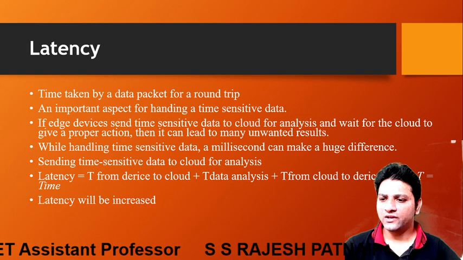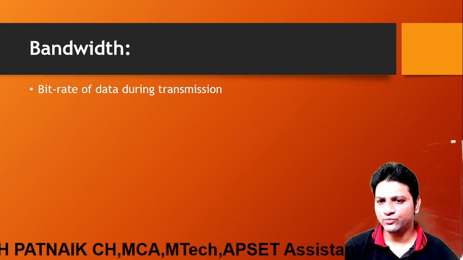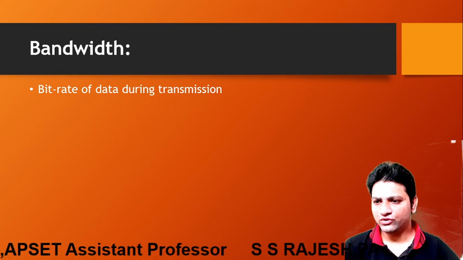Latency will increase if you use the cloud. If you use fog, the latency rate will be reduced. Next, bandwidth, the bitrate of data during transmission. In the network, when you make a request, it moves through the topology, which consists of different types of switches, hubs, etc. The request moves to the cloud and comes back from the cloud to the device, taking some network communication bandwidth.